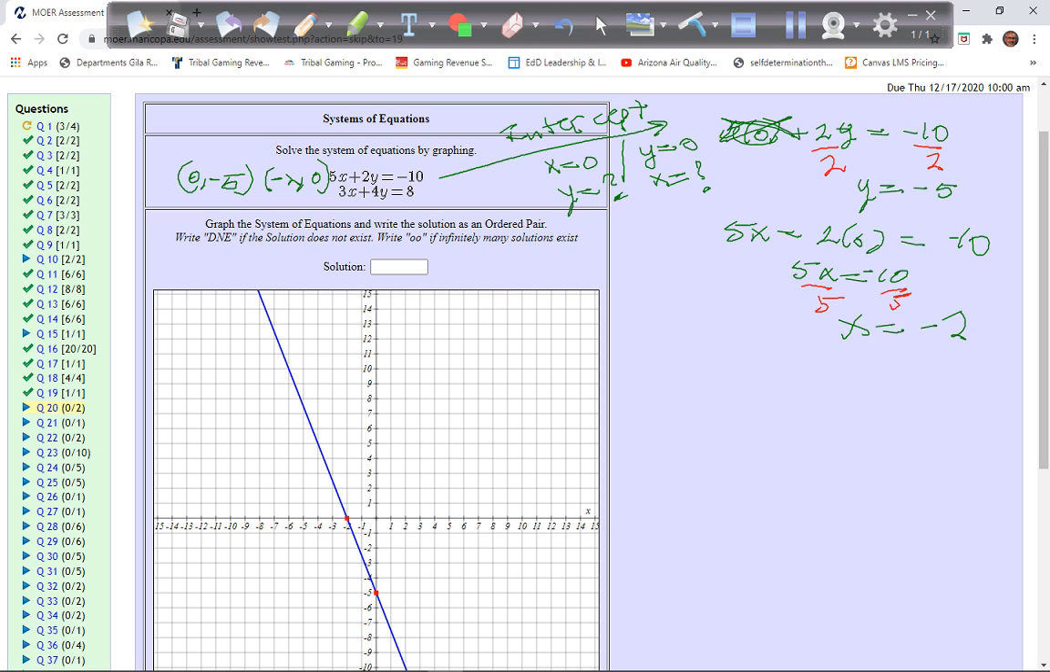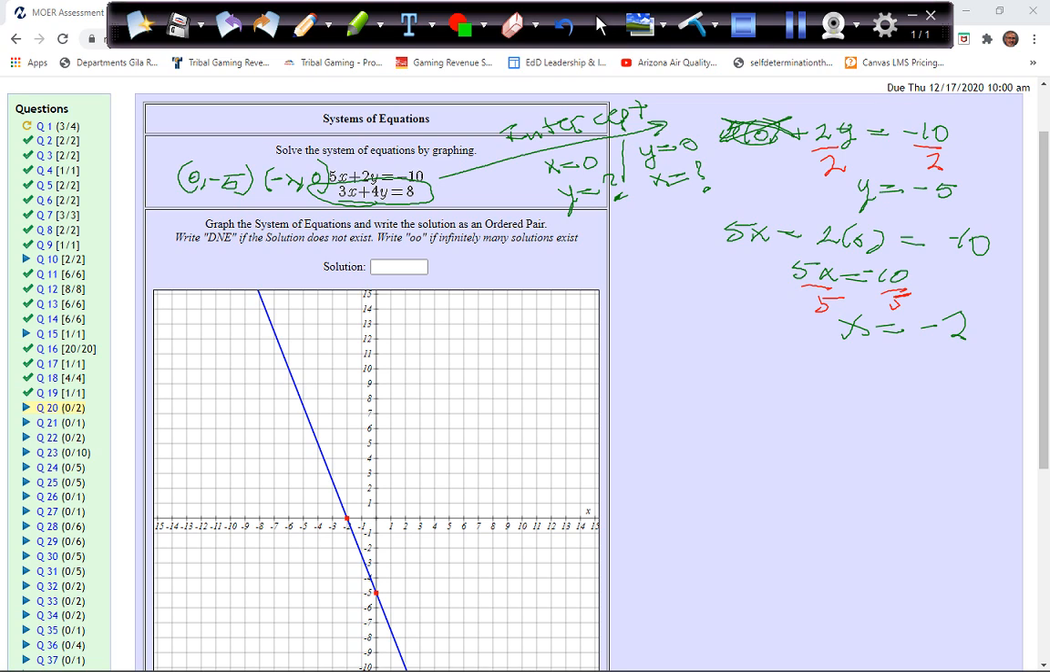We do the same thing for the second line. We're going to take this one now and plug in 0 for x. That just goes away. This is a shortcut way. I just say, I got 4y equals 8. Divide both sides by 4.